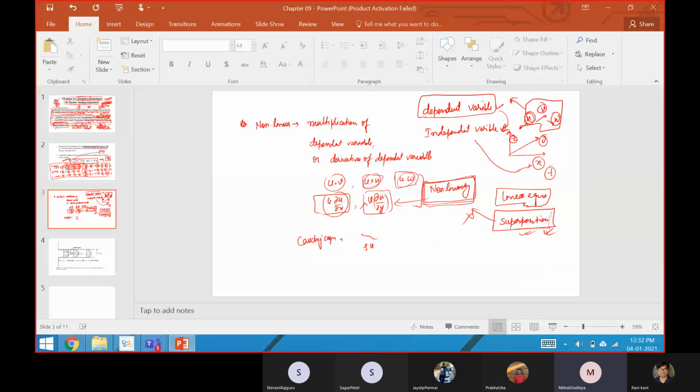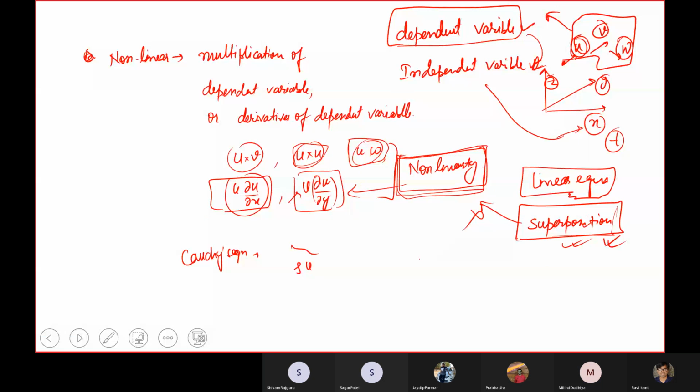So rho du_i by dt is equal to rho g_i plus del tau_ij by del x_j. And this tau, we said that for a rest fluid, we will write tau_ij is equal to minus p delta_ij. Remember, in tensor notation.